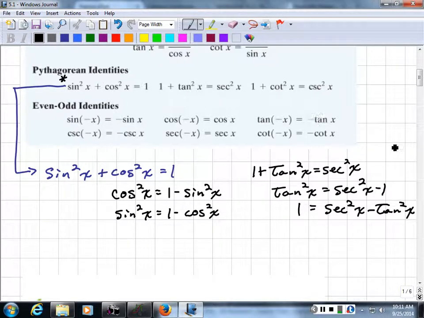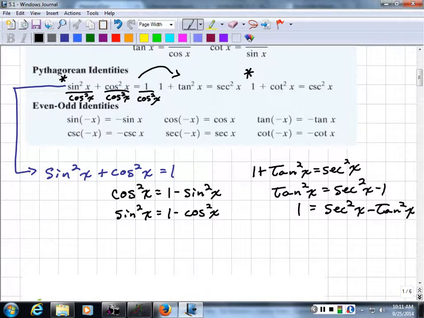Okay? It really is. But what he's saying is, look, if I divide through by the same thing, cosine squared x, what do I get? I get this right here. Okay? And likewise, if I divide it through by sine squared x, what would I get? This one right here. So really, there's 9 of them, but you only need to remember the first one.